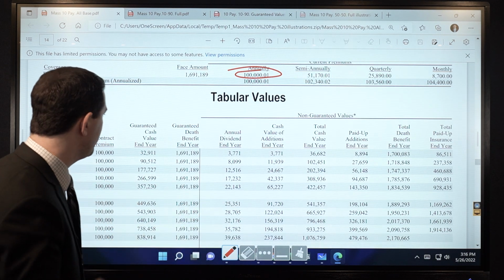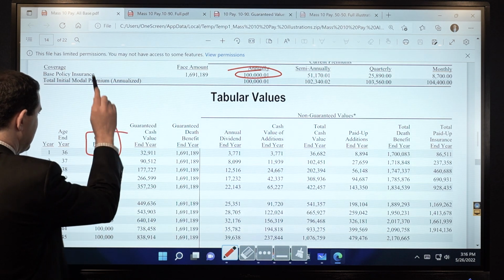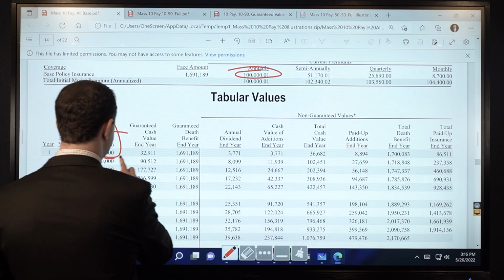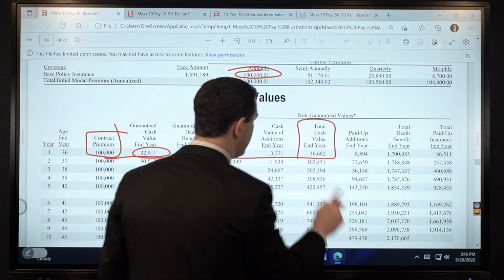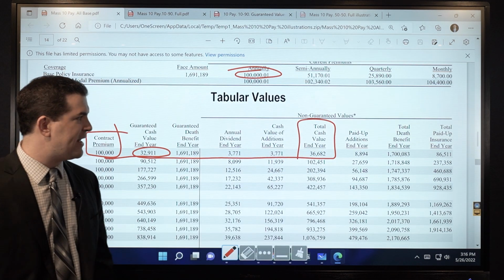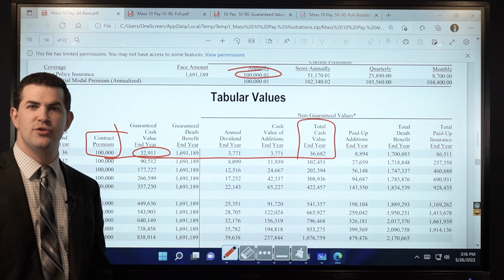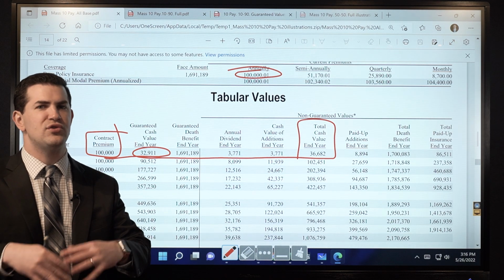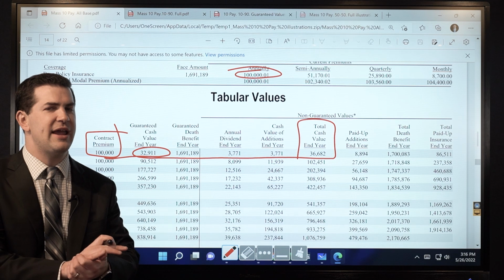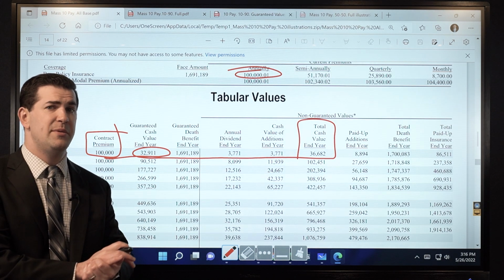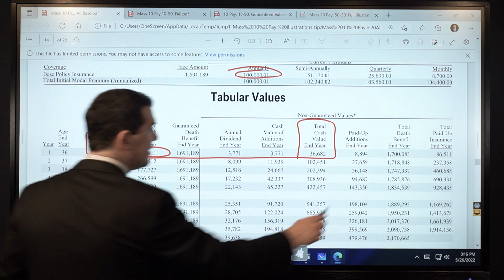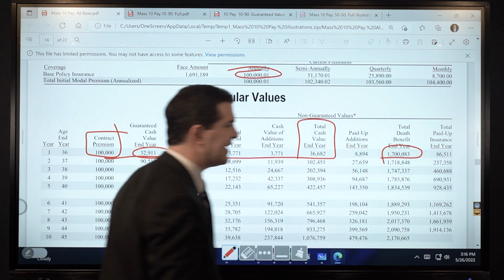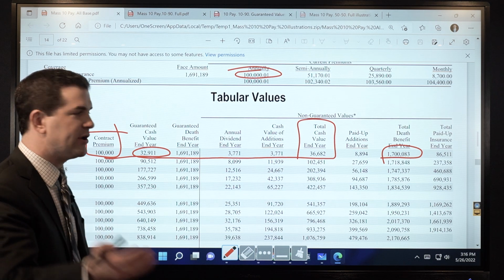Mass Mutual, one of your major mutual companies. Contract premium, $100,000. Guaranteed cash value, $33,000. Non-guaranteed cash value, $36,000 and change. Right around that 35% of the base premium in cash value right off the bat. Significantly more than a traditional whole life insurance policy. Death benefit, 1.7. That gives you a MEC limit just over 100K.